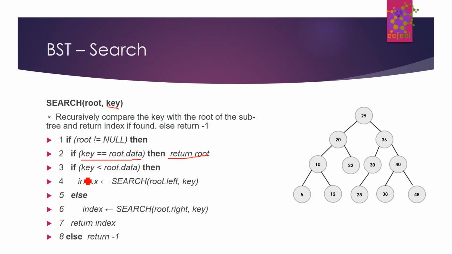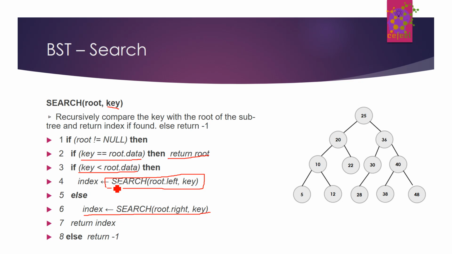If not, if key is less than root.data, like we saw in the previous example, where we find that the element we are searching for is less than the value inside the root, then we look in the left subtree, which means search with root.left. So root.left means the left child of root, and then the key. Otherwise we search in the right subtree.